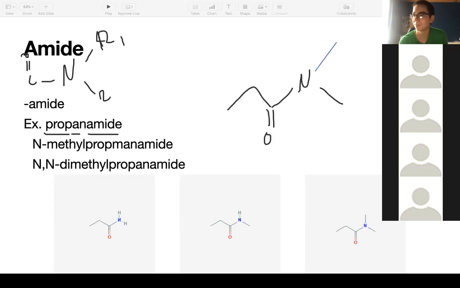I have a question. Go ahead. Why is it NN? Is it because the methyls are attached to both of them? So it's NN because we see dimethyl, so we have two methyl groups, and we need to identify where each methyl group is separately. One methyl group is attached to N. The second one is also attached to N. It may be redundant, but that is the system that we use.